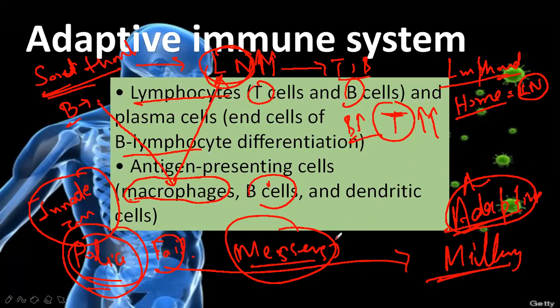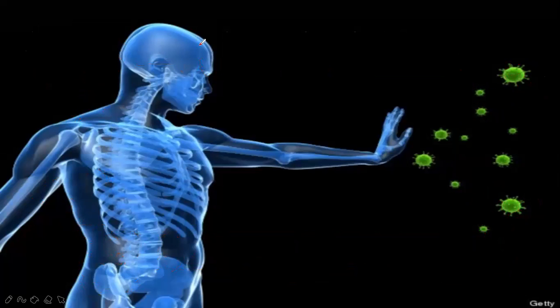How do I give the message? I use three messengers in the form of cells: macrophage, B cell, dendritic cell. These are three messengers. How do they work? Later we will see. B cell and dendritic cell, these cells are known as APC cells. APC cell. Okay. So what does APC mean?